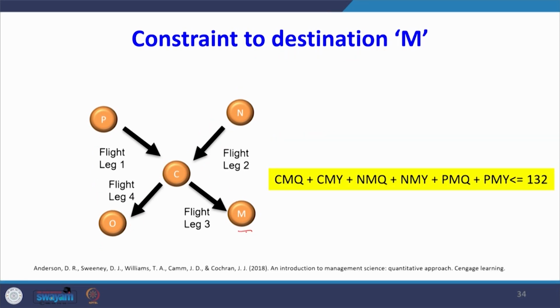Similarly, for the destination M, CM has two types of ticket, CMY and CMQ. Then PM is possible, so PMQ, PMY. Then NM is also possible, NMQ, NMY. Somebody starting from P who wants to reach M cannot take the same flight; he has to get down at C, then get into another flight which is coming via N. So this is the destination constraint, that should not exceed 132.